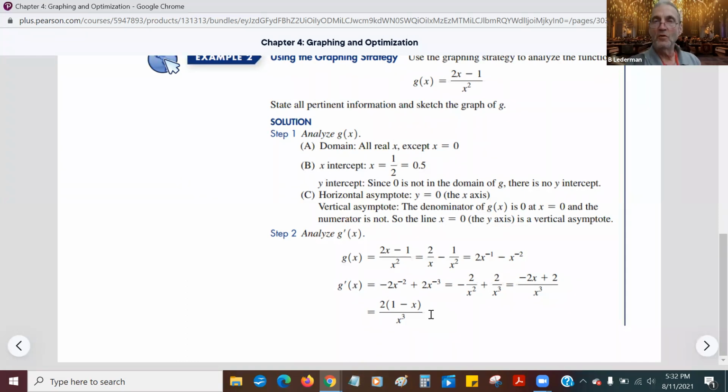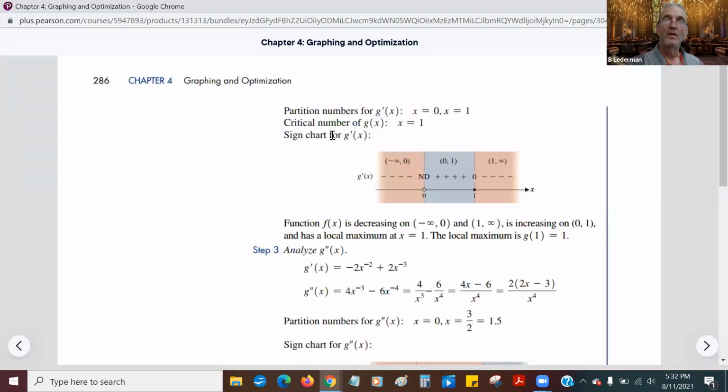You could have done this whole problem without splitting it into 2 fractions. You could have done quotient rule, but either way you would get the same correct answer, which is 2 times (1 minus x) over x to the 3rd power. This is undefined when x equals 0, which is not an issue because that's not part of our domain anyway, and it equals 0 when x equals 1. So the partition numbers for g prime are 0 and 1. The critical number of g is x equals 1.